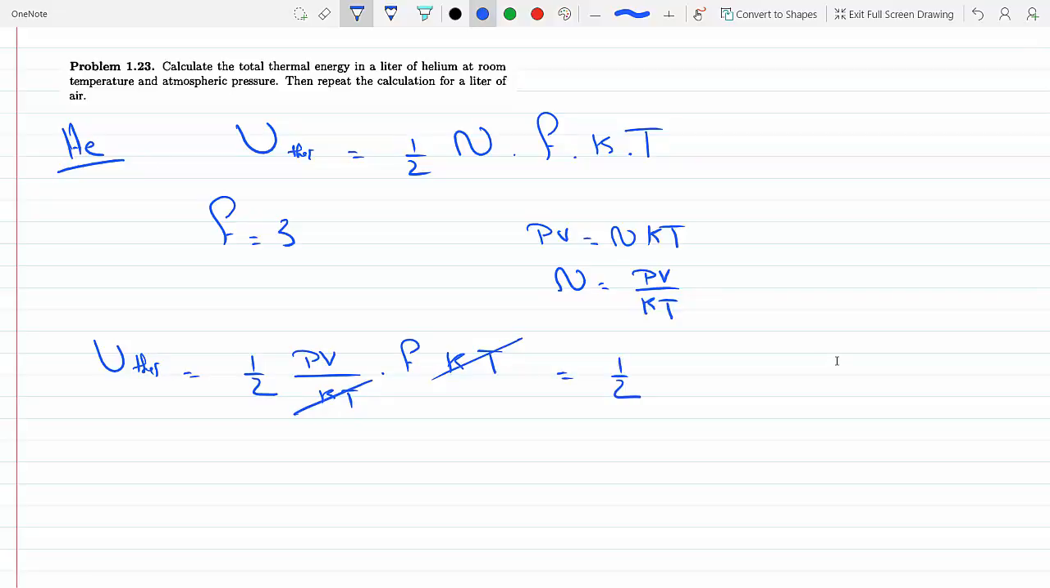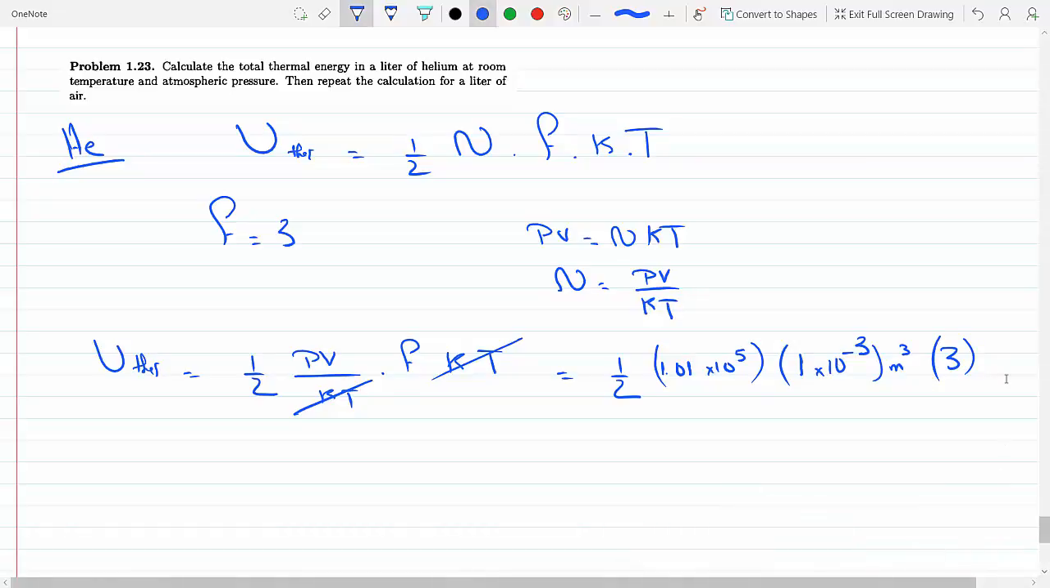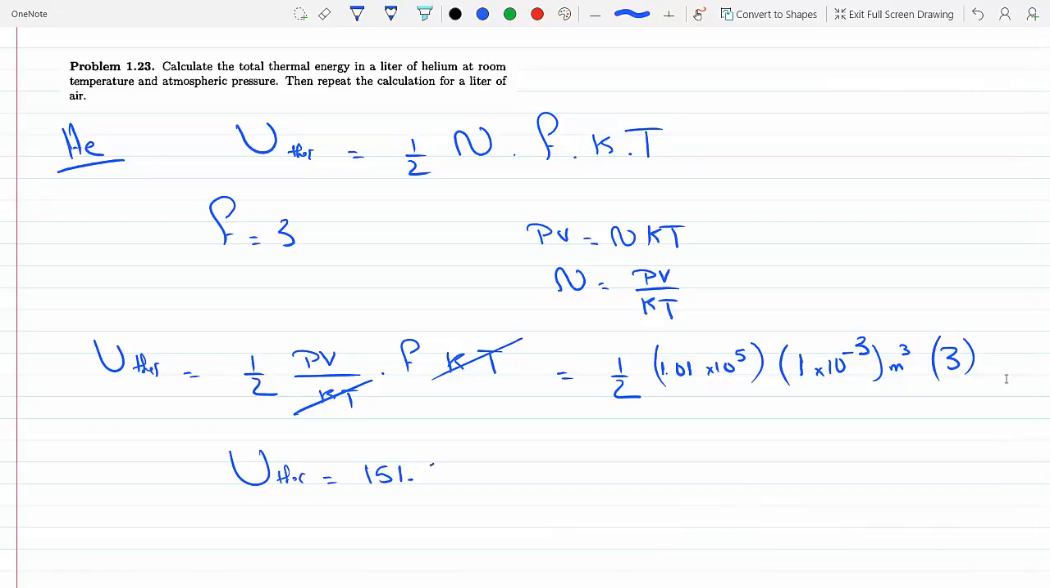Now we plug in the numbers. Atmospheric pressure is 1.01 times 10 to the 5th. This is 1 liter, meaning 1 decimeter cubed. If we change it to meters, we multiply by 10 to the minus 3 to make it meter cubed, and the degrees of freedom we said is 3. Plugging these numbers in, we get 151.5 joules.